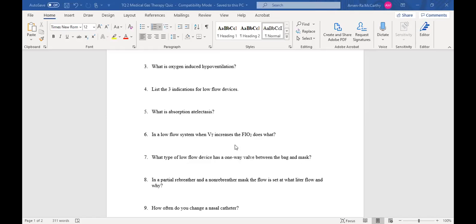Okay? All right. Number 7, Miss Rose, what type of low flow device has a one-way valve between the bag and the mask?